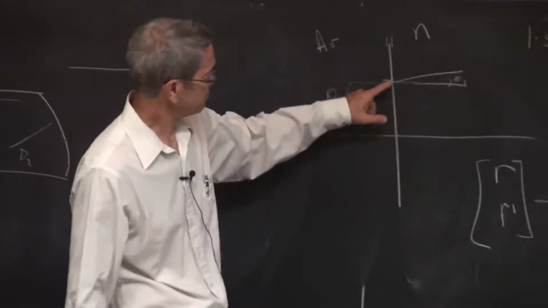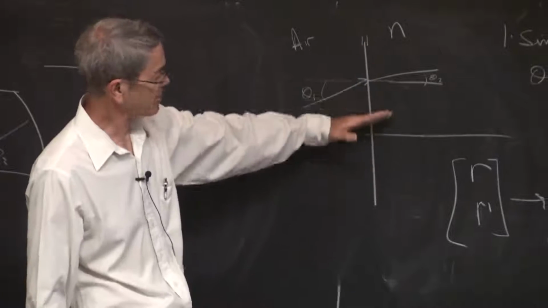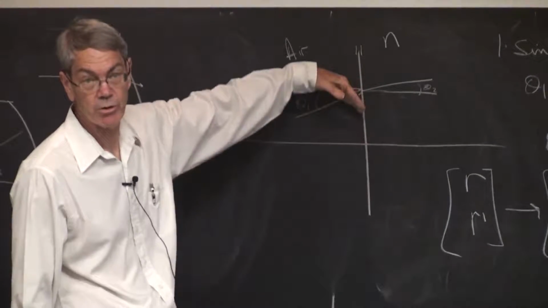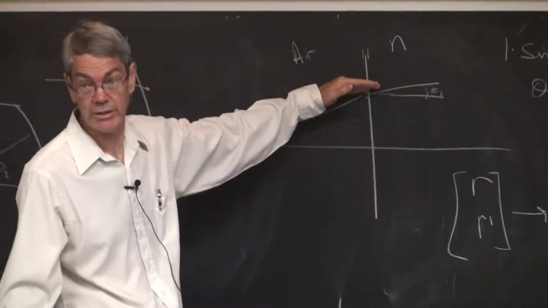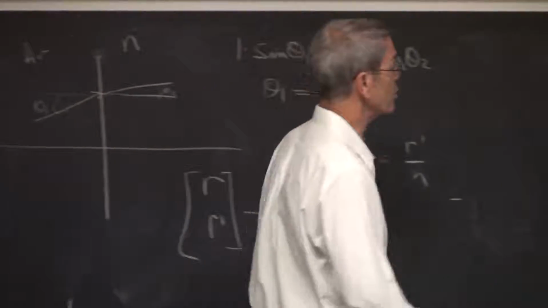Since the ray's height doesn't change at all, depending on where I come in, no matter what the slope is, B is equal to 0 again. So this is 0.